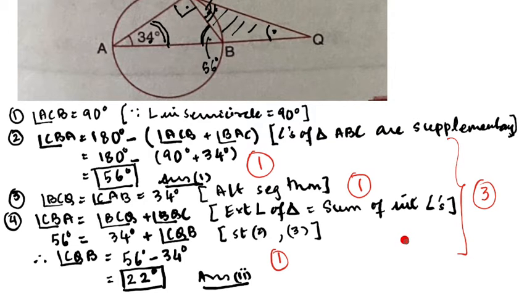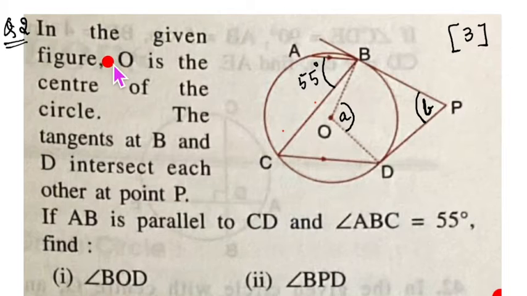Okay, let us move to the second question. In our question number 2, we have O as the center of the circle and the tangents at B and D intersect at point P. AB is parallel to CD and angle ABC is 55. So this ABC is given as 55. We have to find angle BOD and BPD, which are marked as a and b. So this basically gives us clarity of thought.